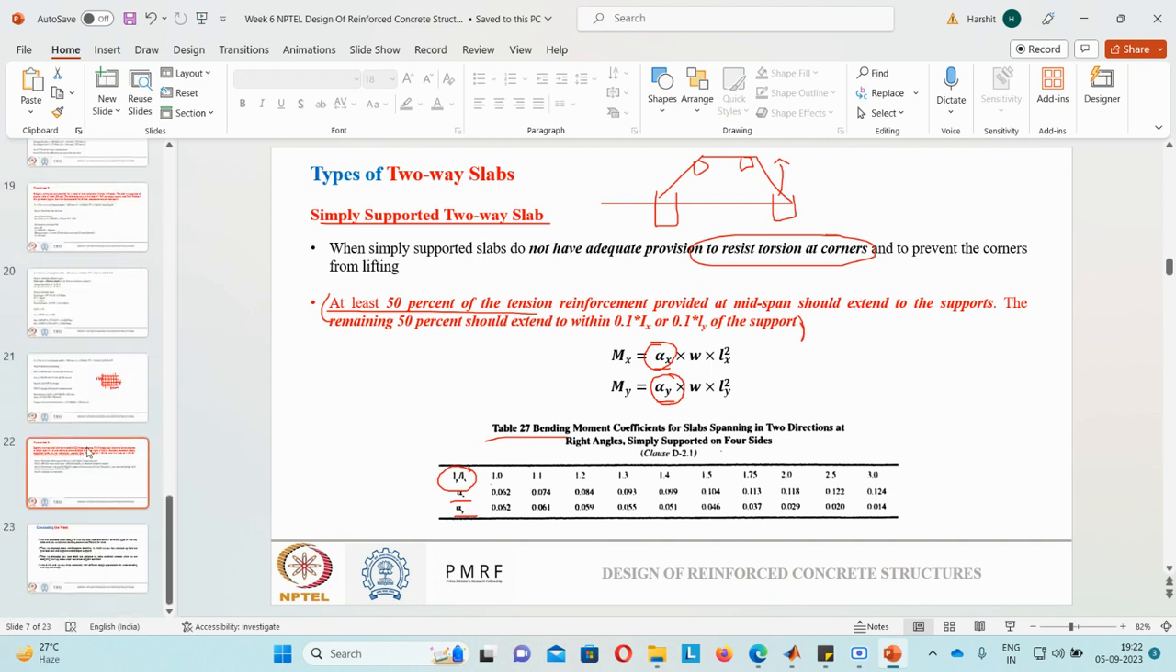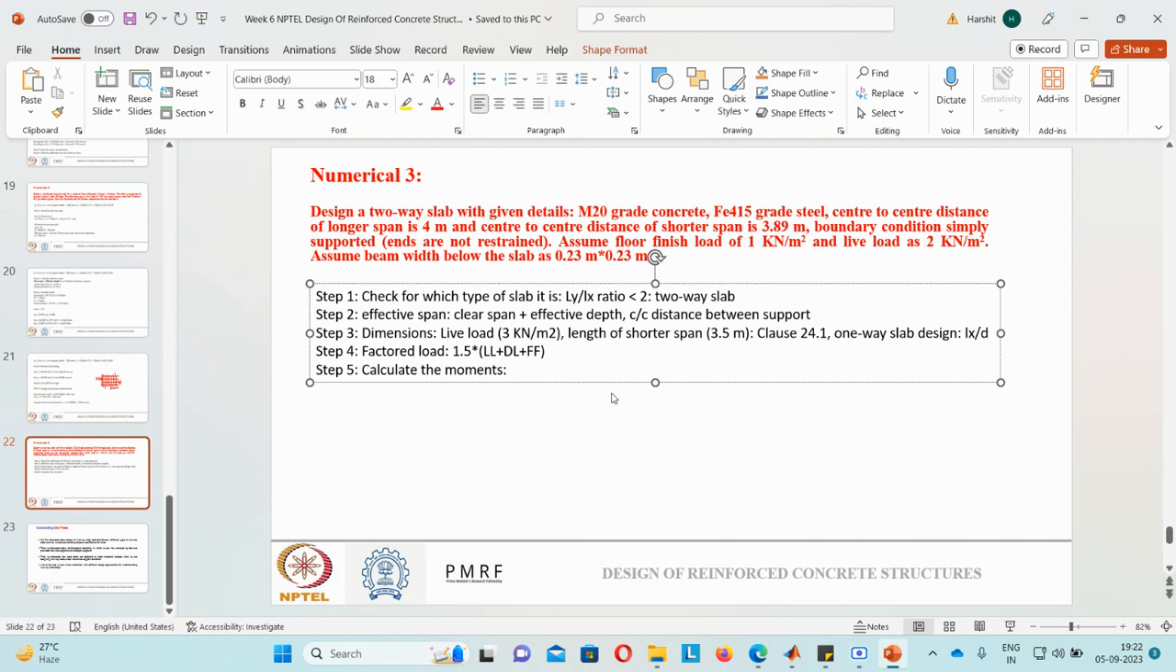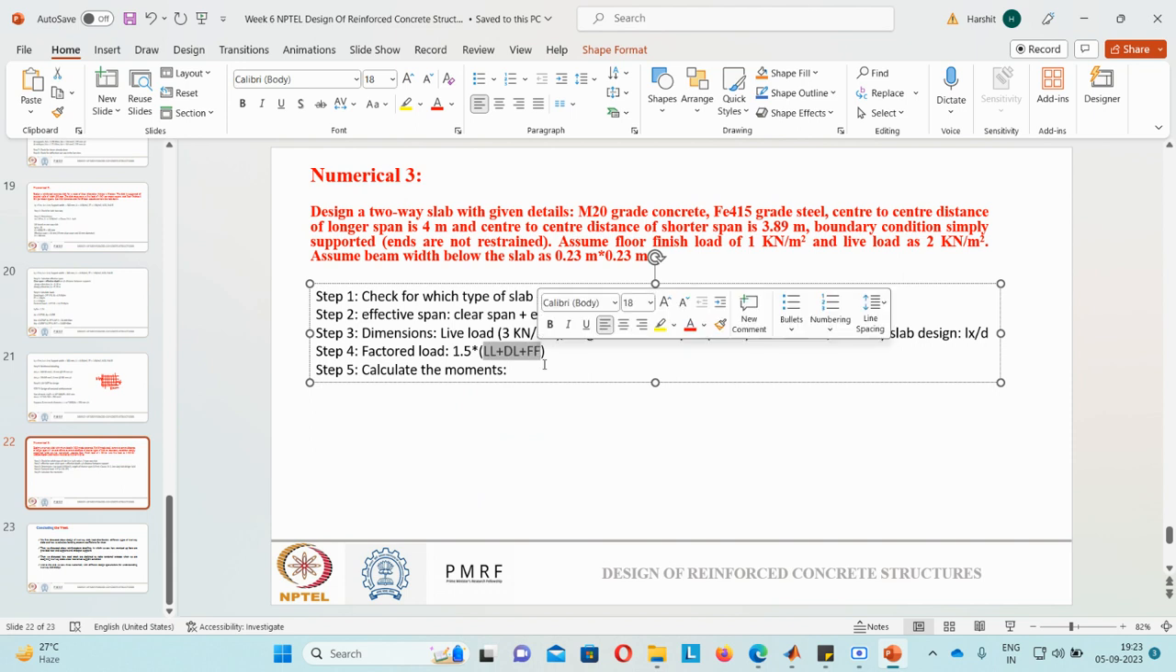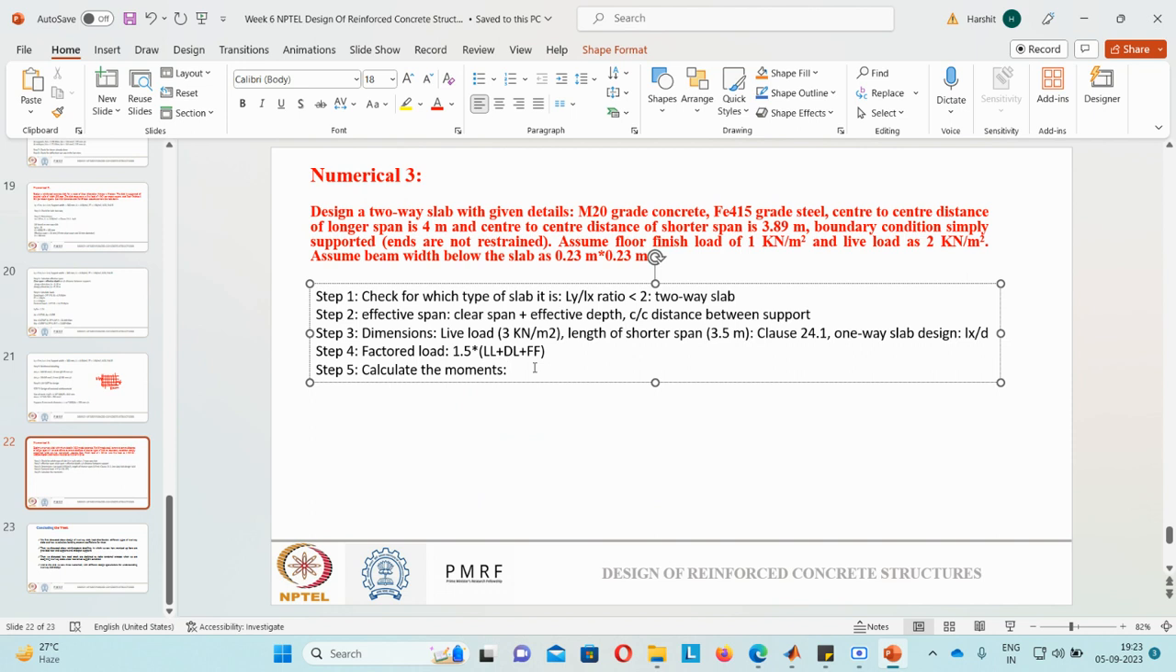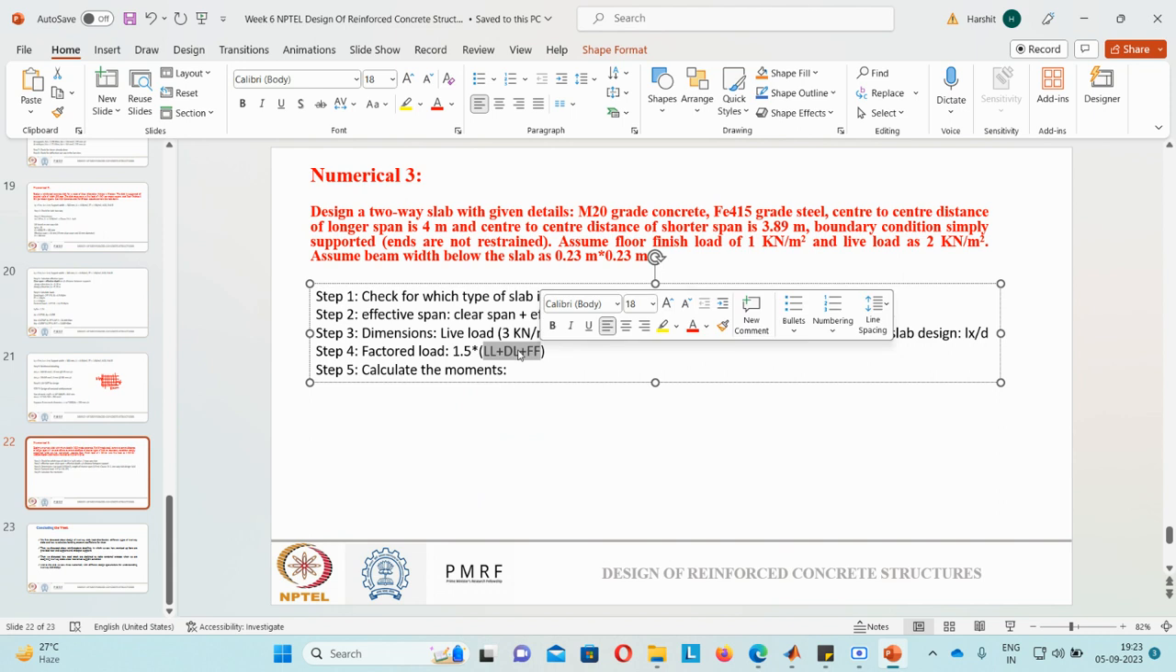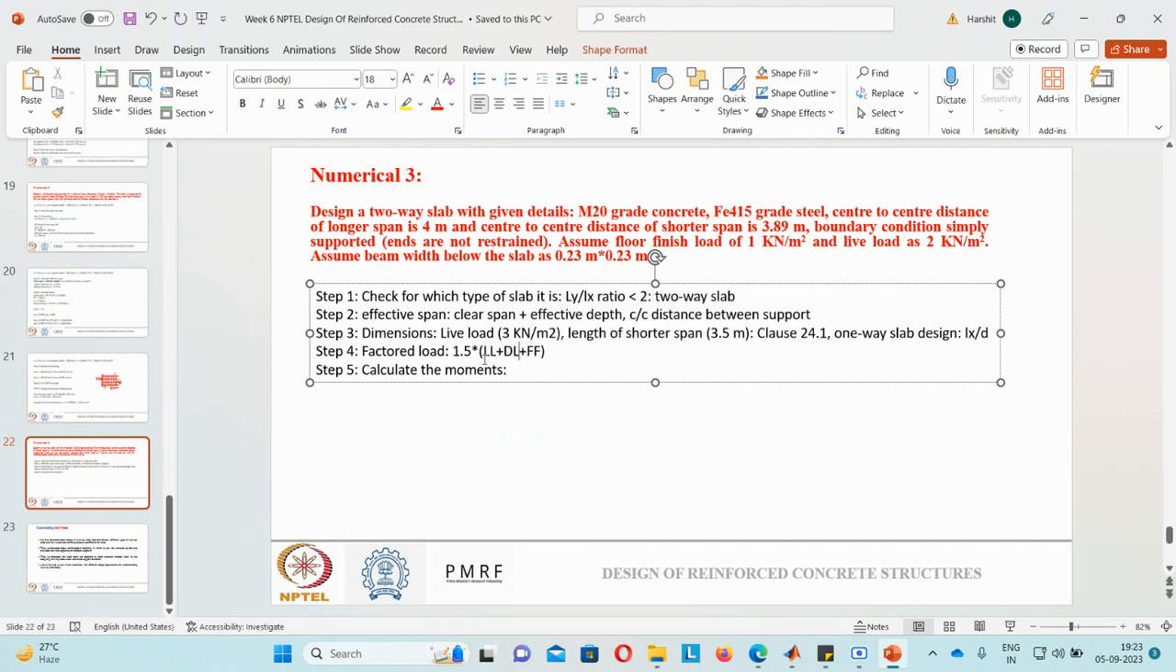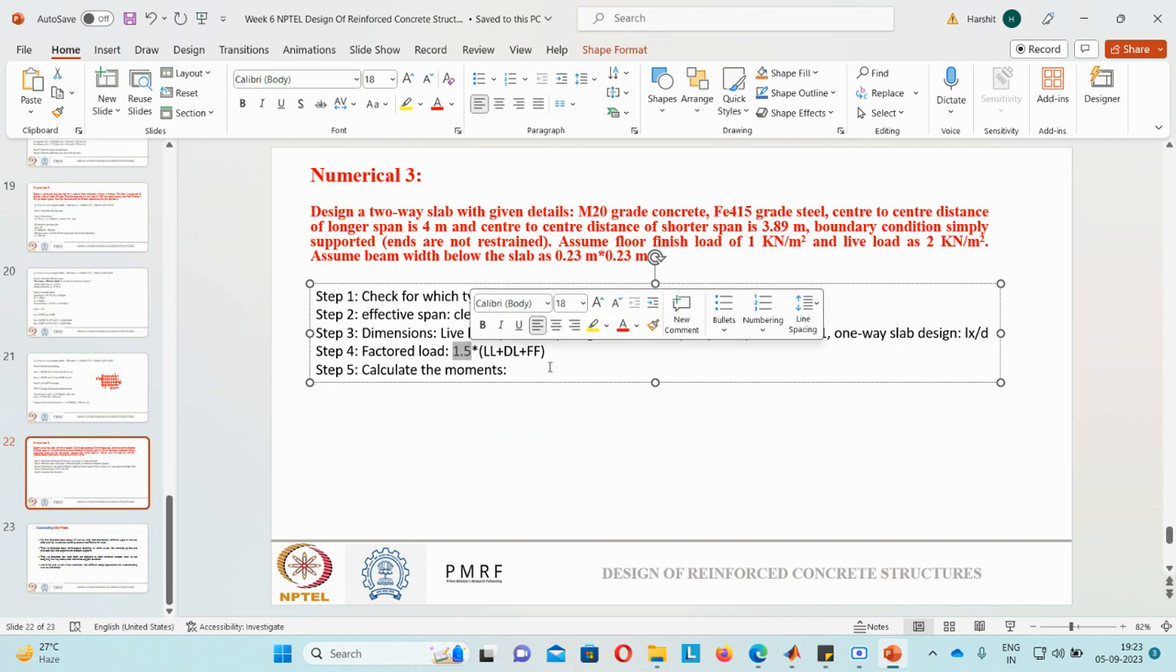Sir, what is the difference between factored load and design load? Design load is generally the actual load which is acting on the structure, and factored load is the safety that we are taking. This is the design load, what will actually be acting on the structure, but just to be on the safer side, the code says multiply this design load by a factor of 1.5, so that you can be safe that your design will not fail.